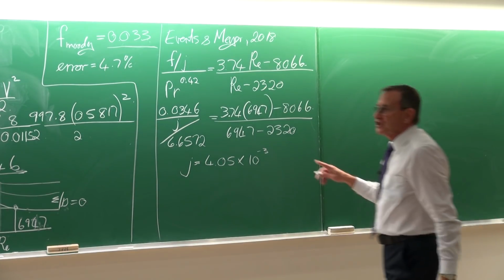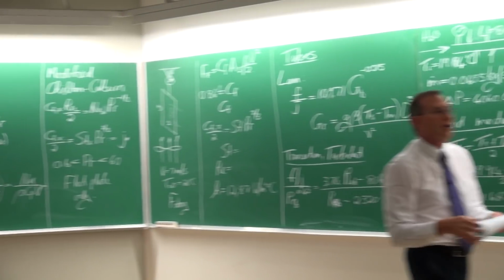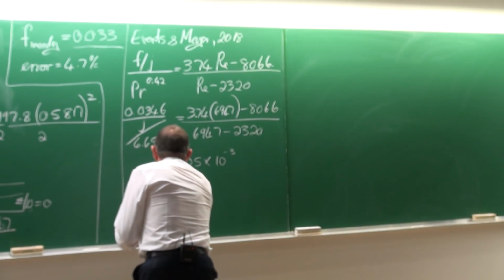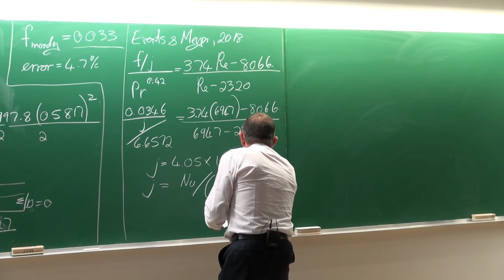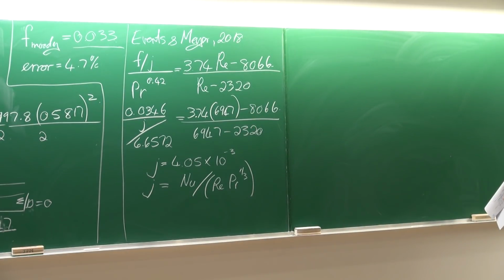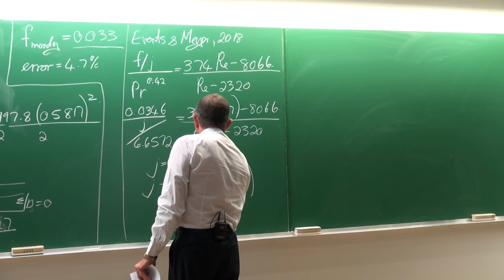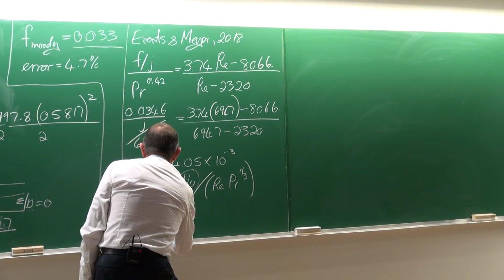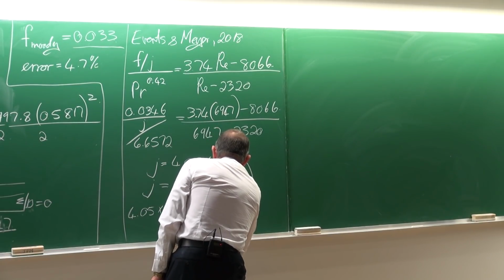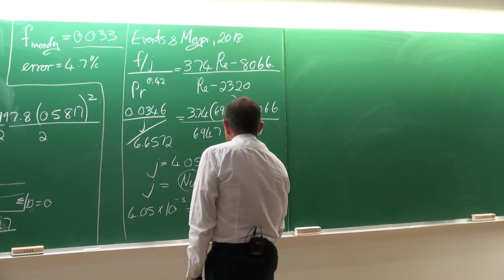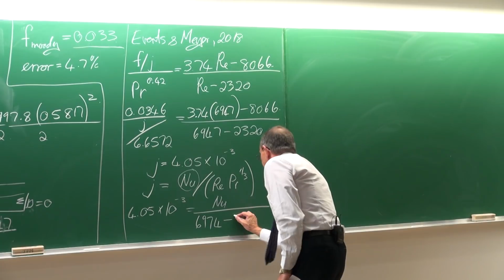Okay? Now the J factor is a non-dimensionalized form of the Nusselt and the Prandtl number. So the J factor is equal to the Nusselt number divided by the Reynolds number, Prandtl to the third. That's the standard definition of the J factor. So now we can calculate the only unknown, which is the Nusselt number. So the J factor, 4.05 multiplied by 10 to the minus 3, is equal to the Nusselt number divided by the Reynolds number, 6947, minus 2320.